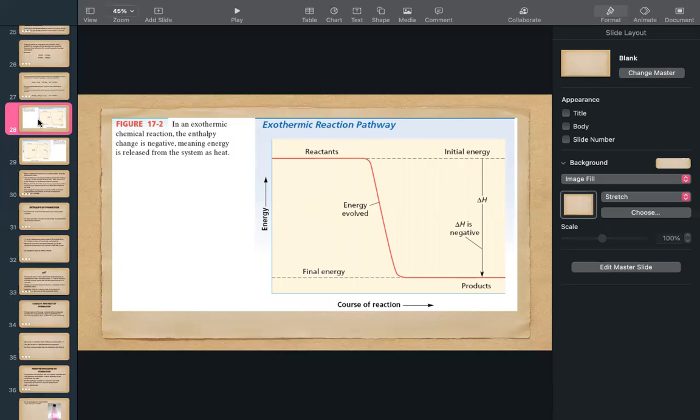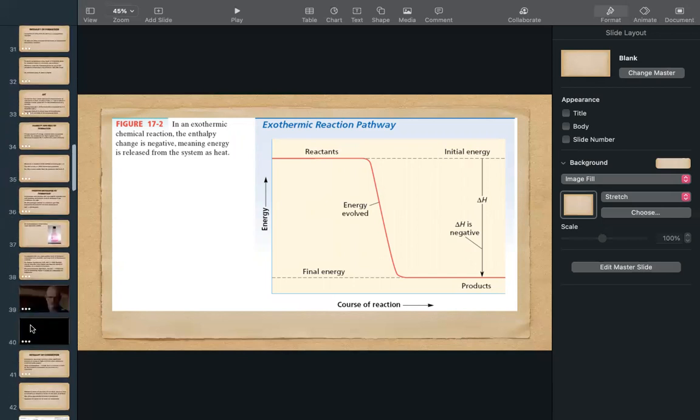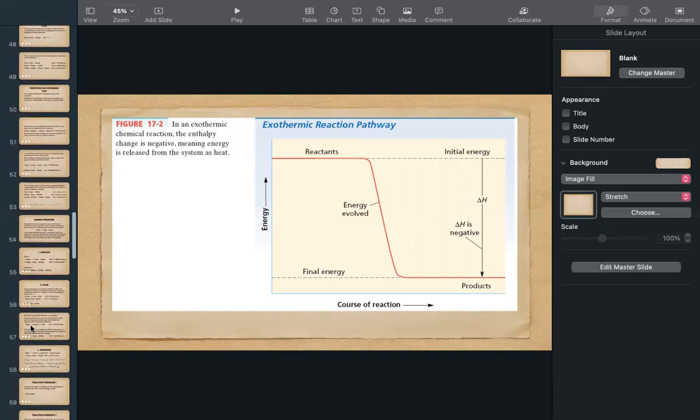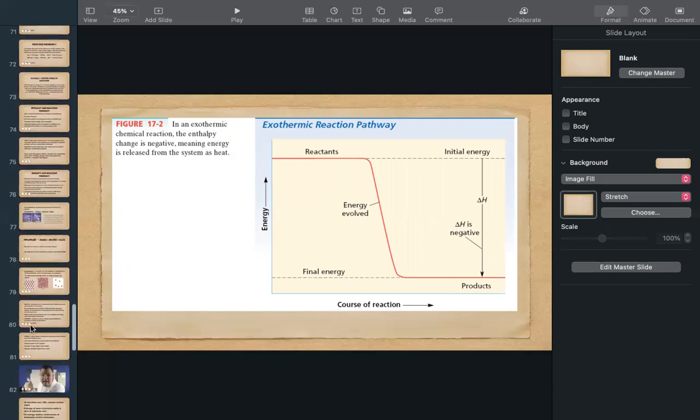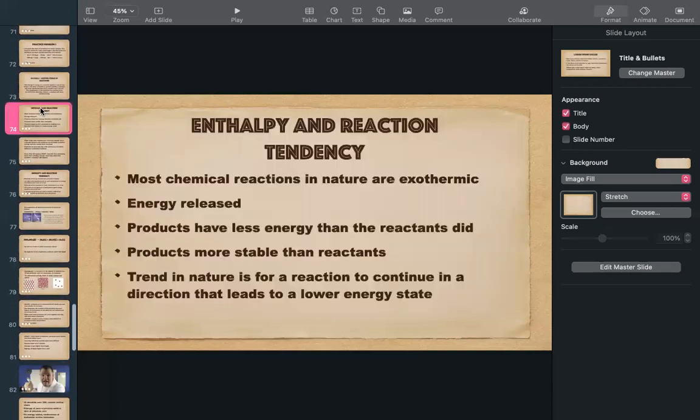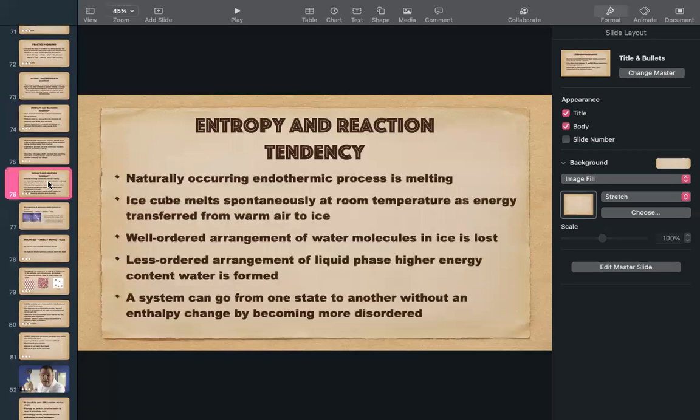It's a spontaneous change. If you take ice out of the freezer and you expose it to temperatures above zero, it will spontaneously melt. So that means that enthalpy cannot be the only factor that affects whether or not a reaction will take place naturally. So you have this thing called entropy.